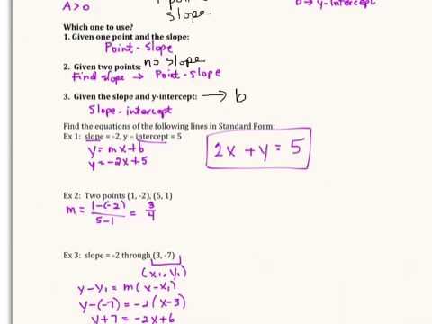But that's not standard form. Standard form has the x and the y together with the x positive. So I'm going to add 2x to both sides, and that gives me 2x plus y equals 5.